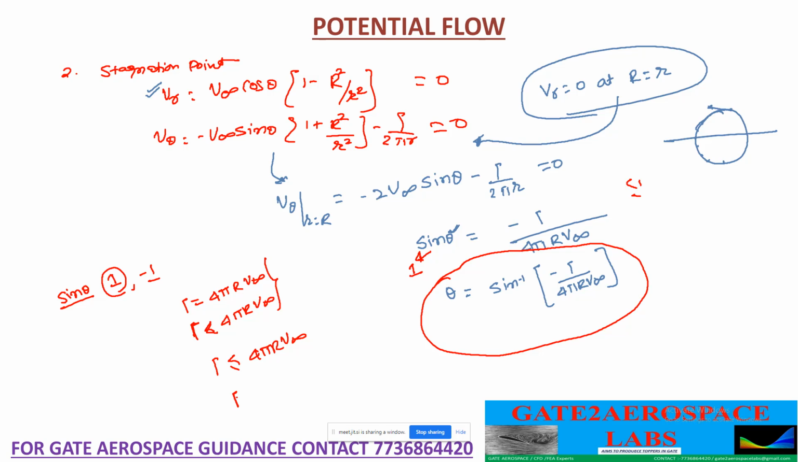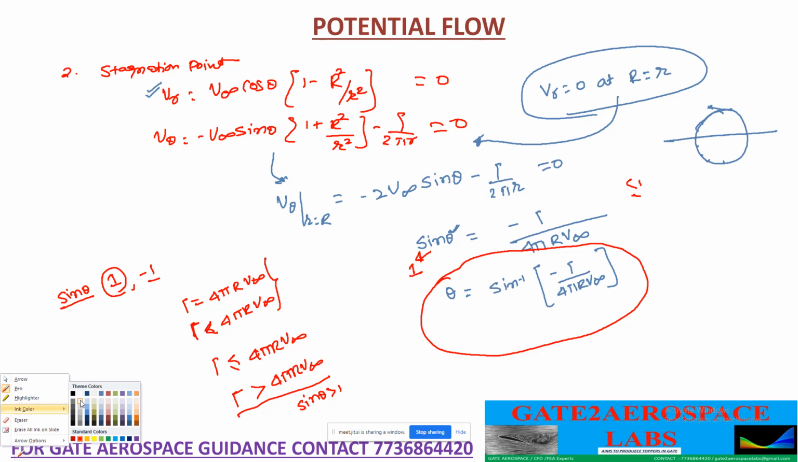Now, if my strength of vortex is greater than 4 pi r V infinity, then sine theta becomes greater than 1, which is totally illogical and indicates that you won't have any stagnation point on the surface of this cylinder. Is it clear? Up to this, everything is clear? Yes, sir.